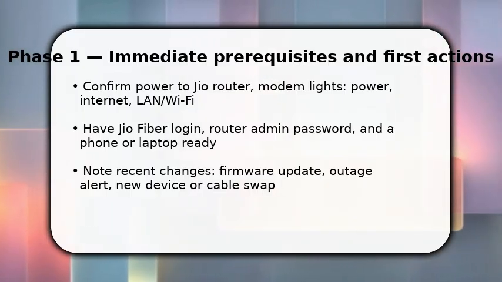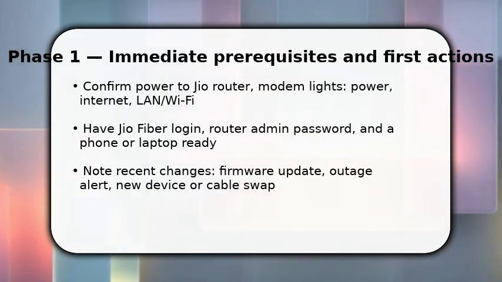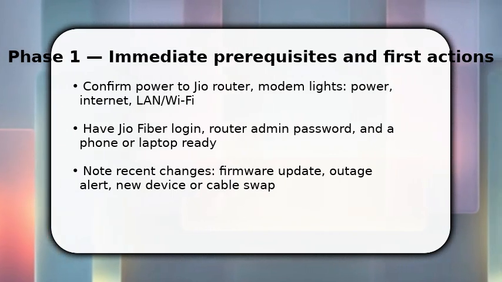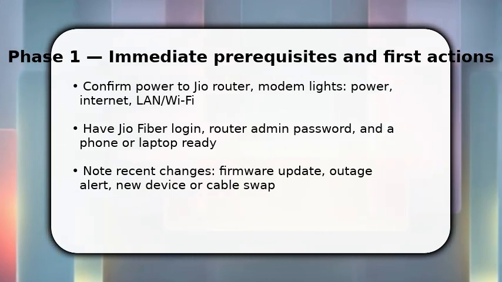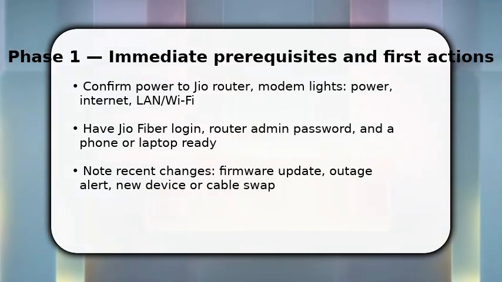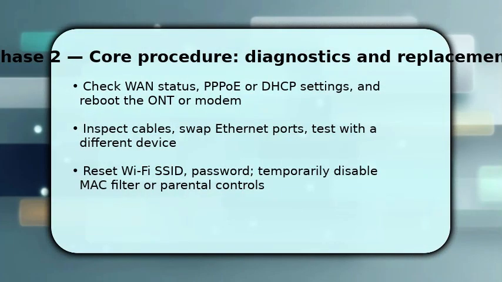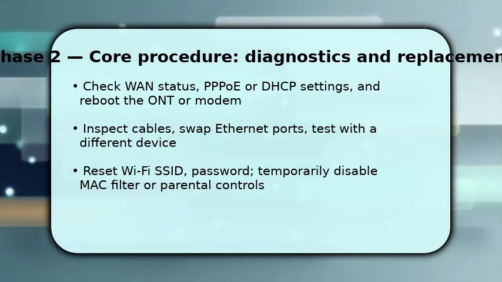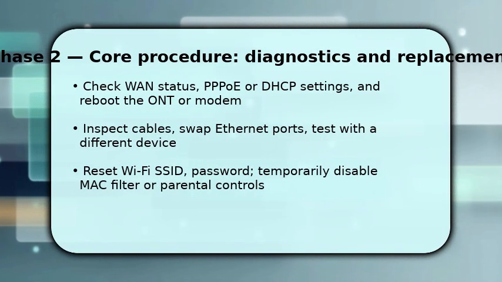Make sure to note any recent changes, cable swaps, firmware prompts, or maintenance notices, because those clues tell you where to focus next. Once done with login, inspect the WAN and connection type, PPPoE versus DHCP, and confirm credentials or IP allocation. Incorrect settings break internet.